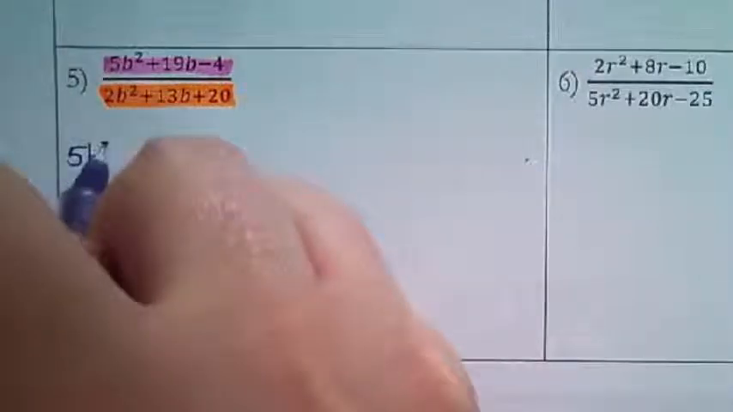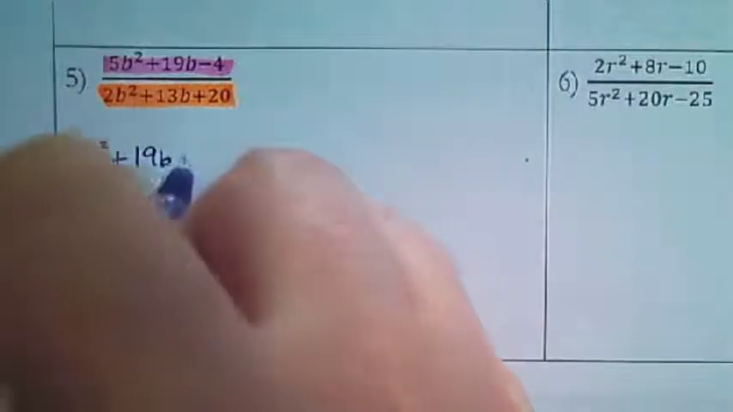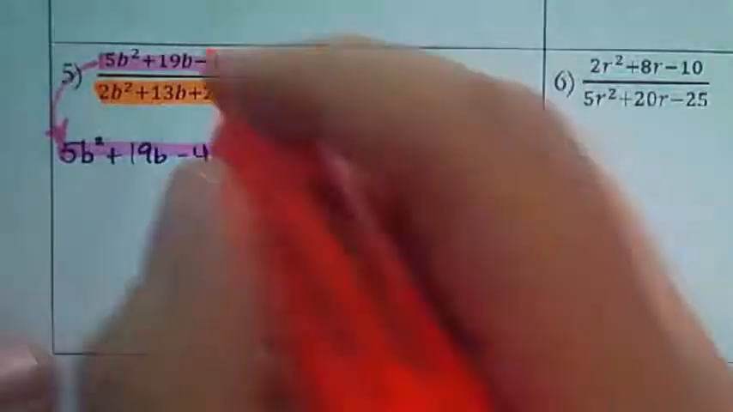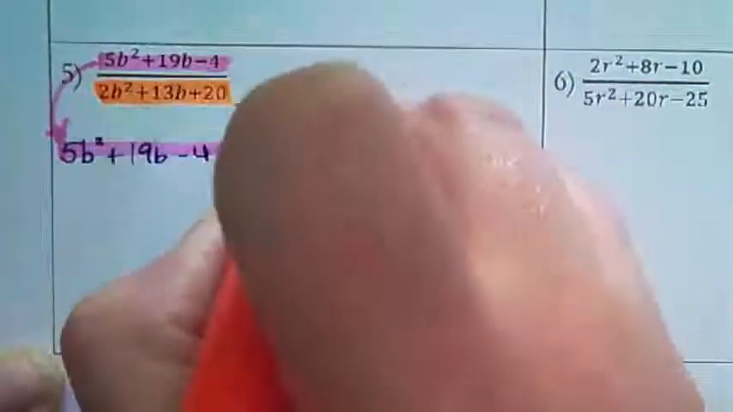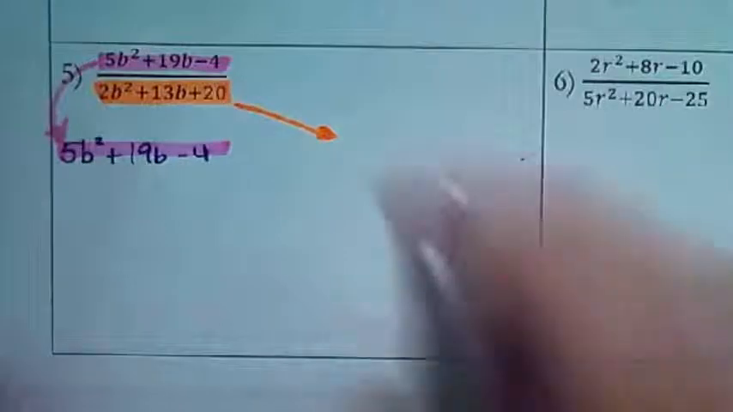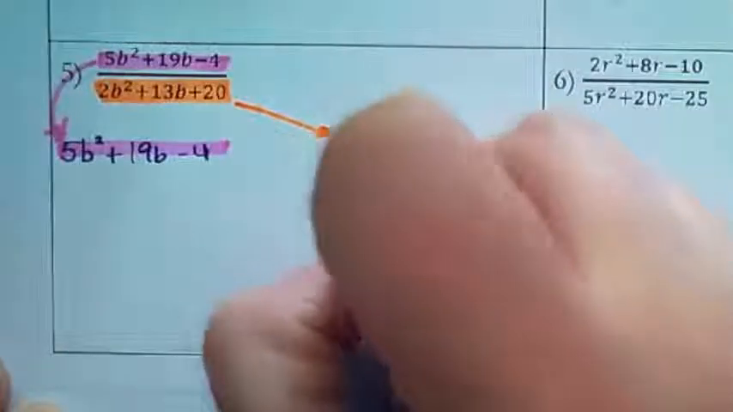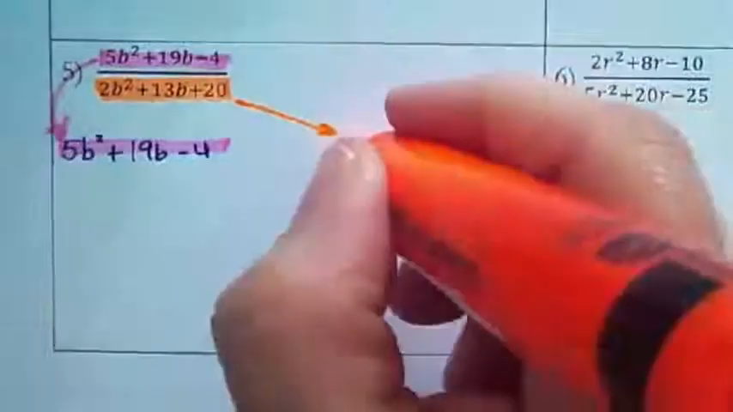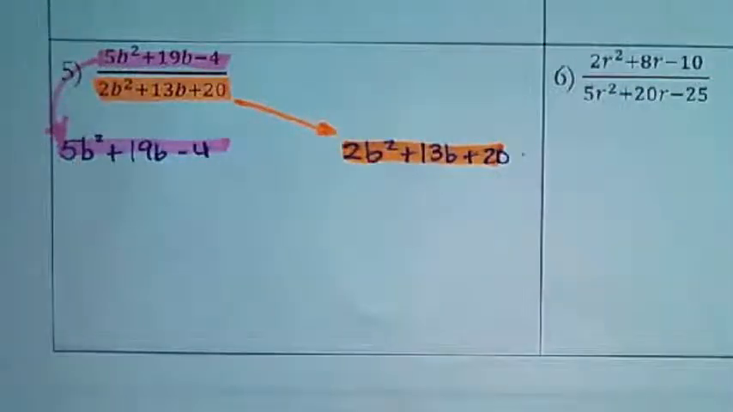5b squared plus 19b minus 4. That's my numerator. Okay, so I'm just bringing that down right here so I can work with it a little bit. And then we're going to take our orange one and we're going to bring it over to the side over here. 2b squared plus 13b plus 20. So I haven't done anything with them yet. I'm just separating them out so that I can work with them because we're going to have to factor these.